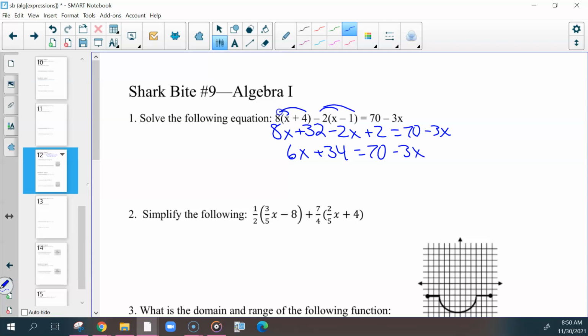Then pick and choose what you want to move. I'm going to move 34 first. And then bring my x over to the left. Again, if that's not how you did this, that's okay, because there's 4 different ways to solve this. And then divide both sides by 9. So x should have been positive 4. Have any questions, concerns on that one?